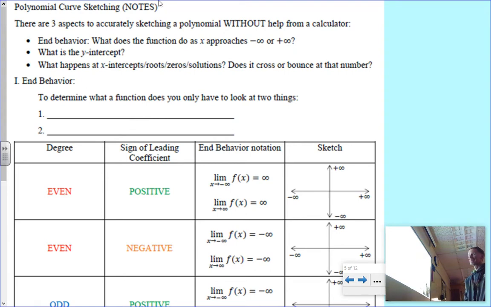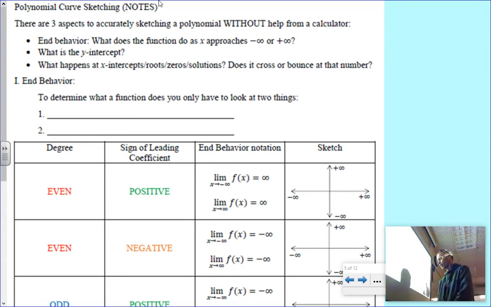So to do that, there's three things we have to know. We have to figure out the end behavior, which literally means what's happening on the ends. What is the y-intercept? That's the easy one. And what happens at the x-intercepts, and kind of how to figure out what the behavior is where it touches the x-axis. So we're going to do this in three sections.